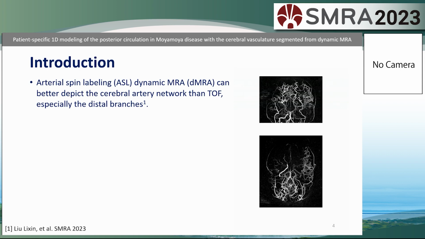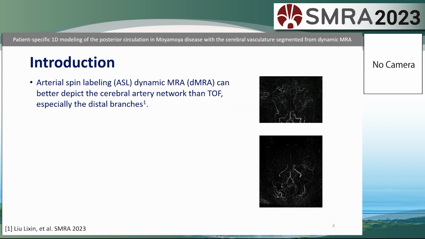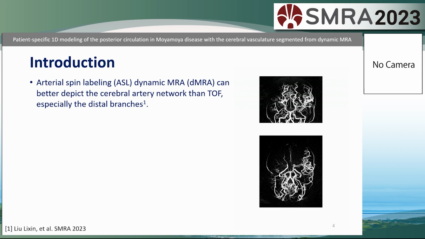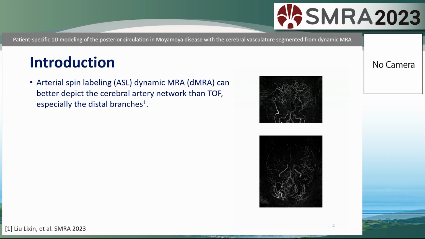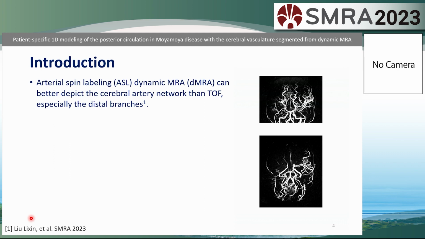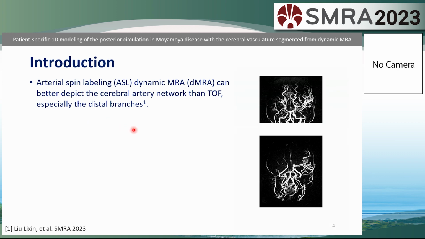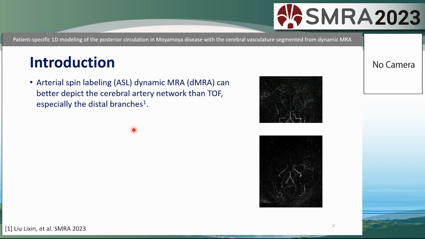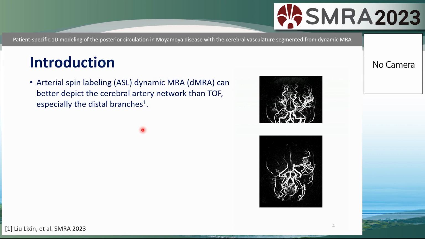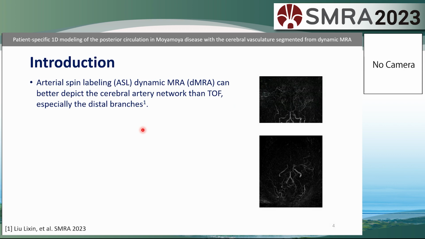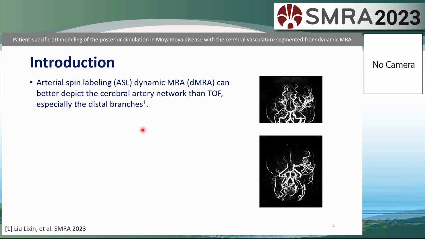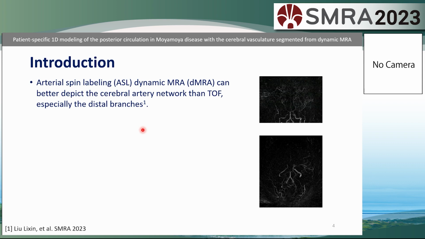As will be shown by the other study, which will be presented by Leo on Thursday, arterial spin labeling dynamic MRI has the potential to better depict the cerebral arterial network, especially the distal branches. The right figure shows example images of ASL dynamic MRI from a moyamoya disease patient.